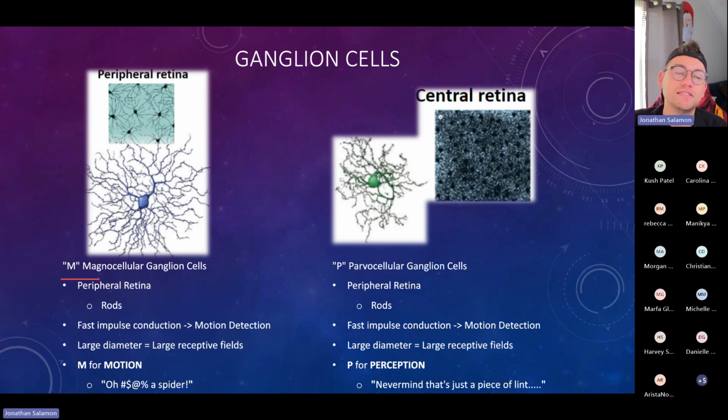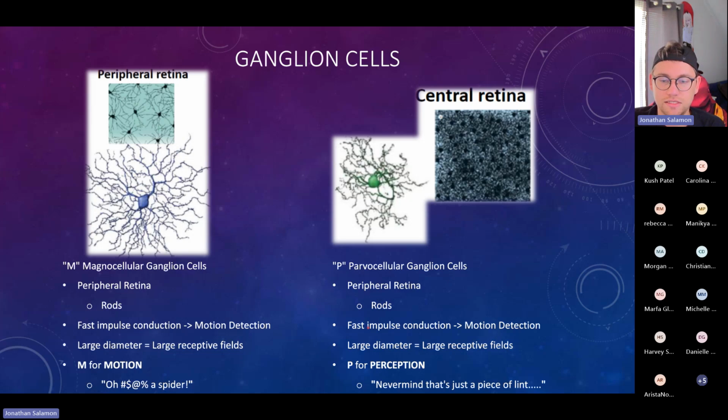So I remember this as M for motion. M ganglion cells detect motion. M for motion, right? You see motion in your peripheral vision. And then your parvocellular ganglion cells.